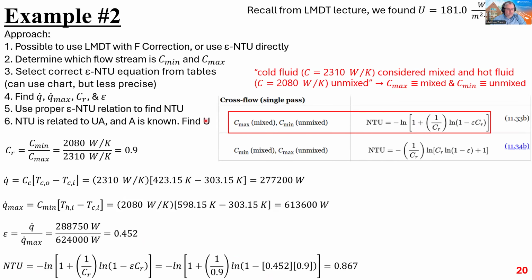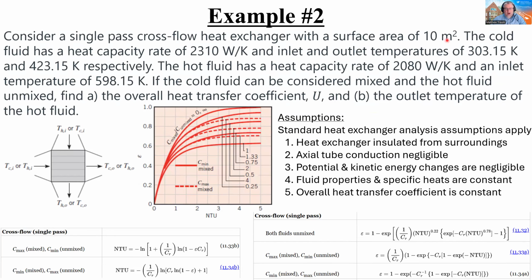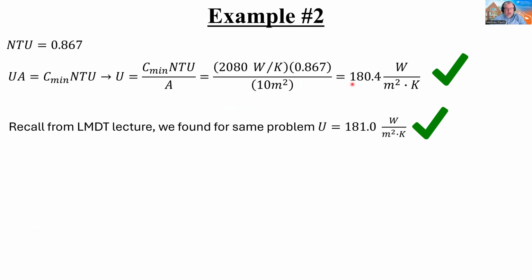Now that I know NTU, I can use the equation that relates NTU and UA. Oh, I didn't write it anywhere. Well, it's sort of right here. Normally you see this as NTU equals UA over Cmin, but that's fine. I've seen that already. So I'm just going to rearrange this and solve for U. Here I am rearranging, and then putting in my Cmin, my NTU that I solved before, and my 10 meters squared, which is the given internal surface area. And out pops 180.4 watts per meter squared Kelvin.